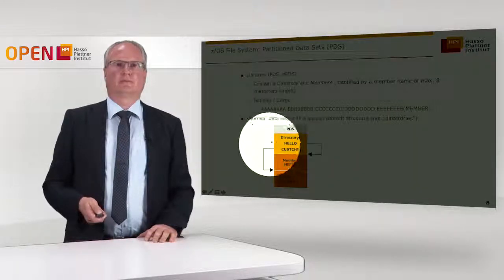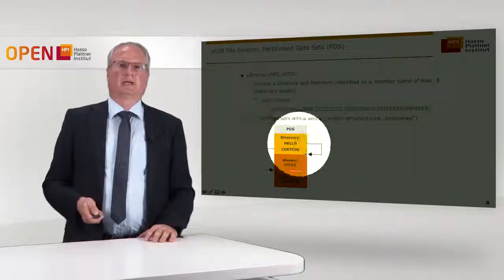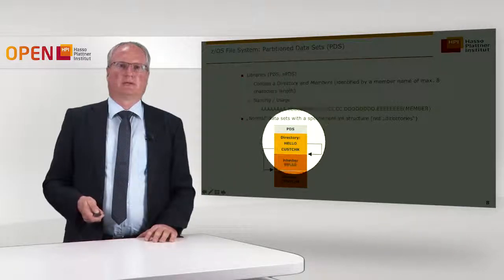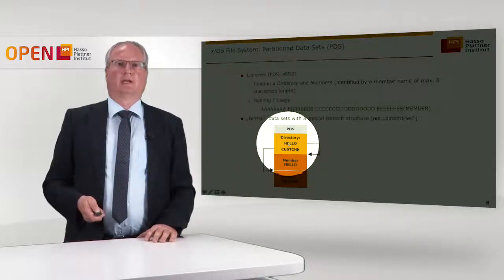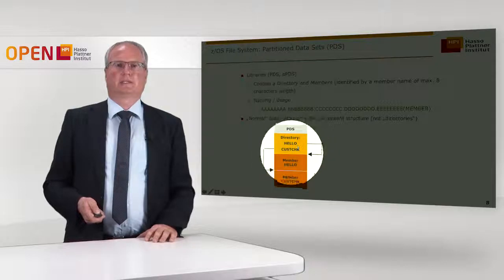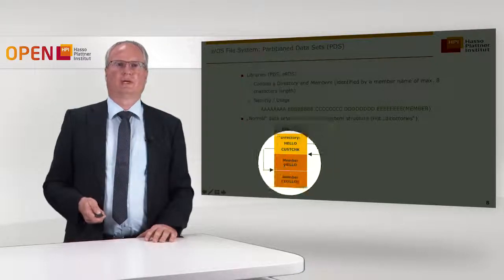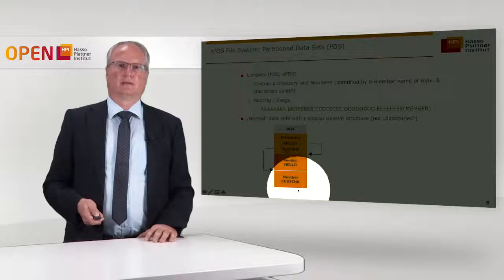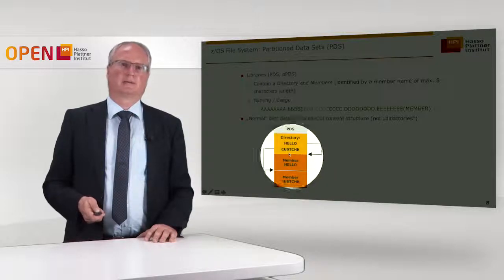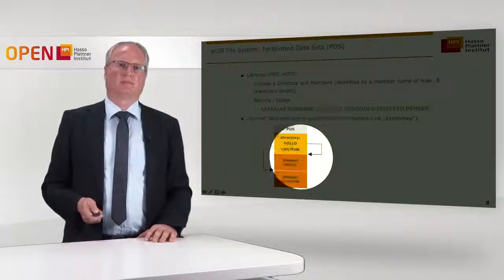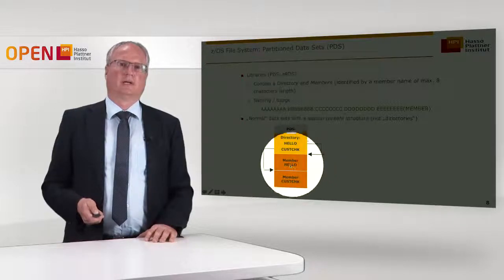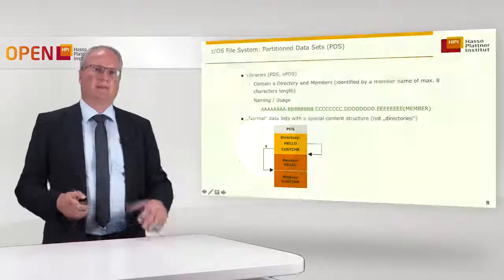So the first records, the first blocks of the PDS, contain the directory. And the directory basically is a list of names, maximum 8 characters. And these names refer to parts of the remaining PDS. So they can have an address that points to, for example, the starting point of what we call a member. So these names are member names.